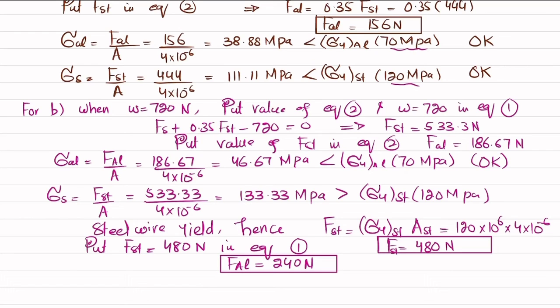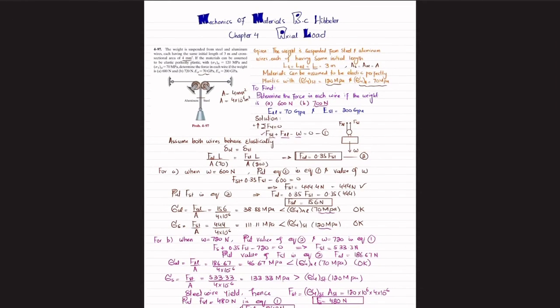Now, we have the yield stress in the steel wire as 120 megapascal. The force in the aluminum wire is 240, so the stress in the aluminum wire will be 240 divided by 4 into 10 to the power minus 6, and that will be 60 megapascal, which you can see is less than the yield strength of the aluminum wire. Clear? So we conclude that based on your first weight of 600 Newton, the force in the steel wire is 444 and the force in aluminum is 156 Newton. While based on the 700 Newton load, the force in the steel wire is 480 Newton and the force in the aluminum wire is 240 Newton.